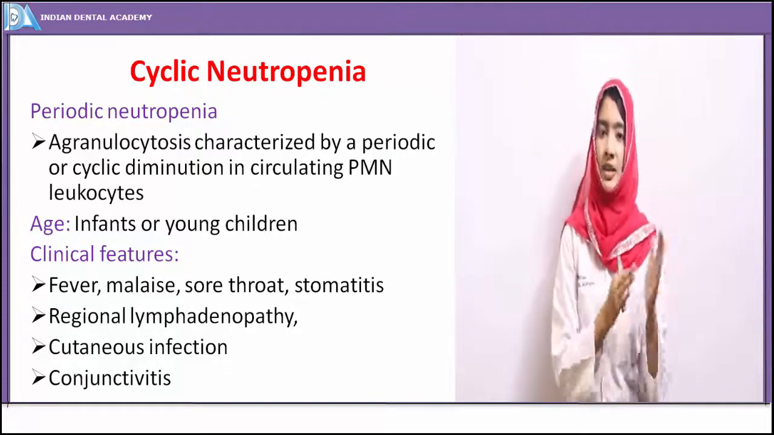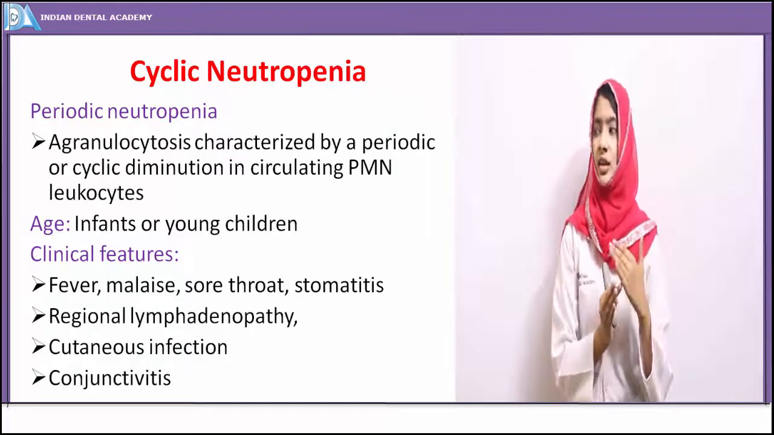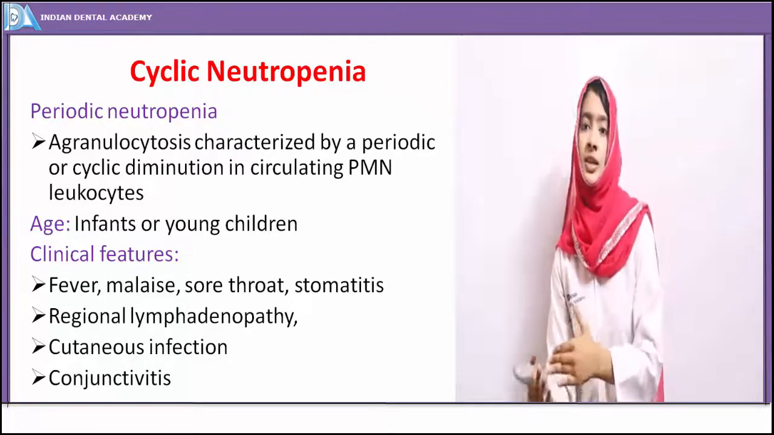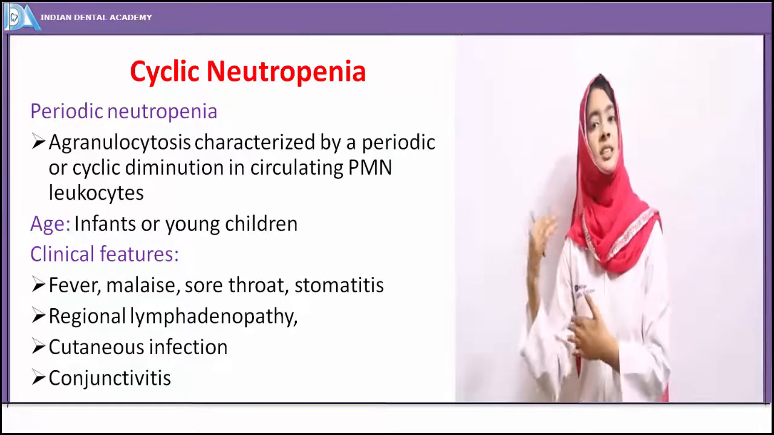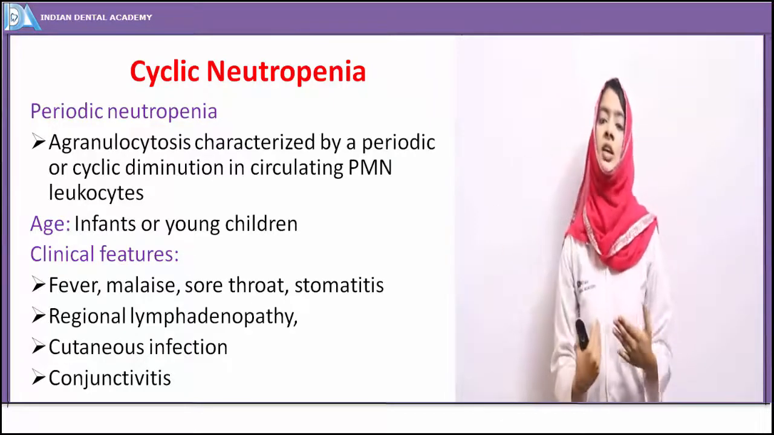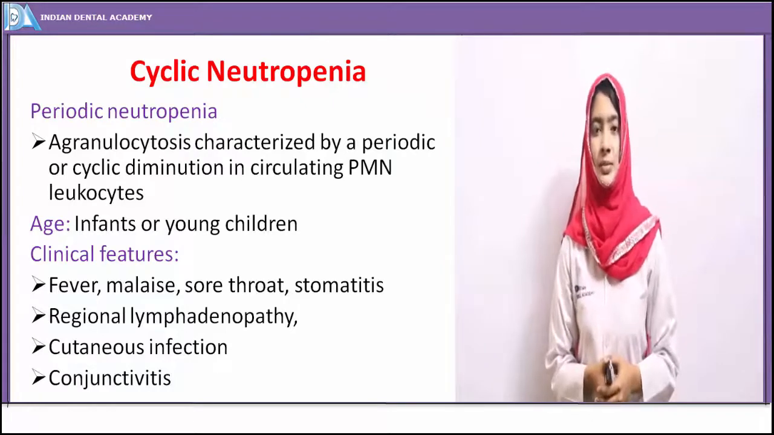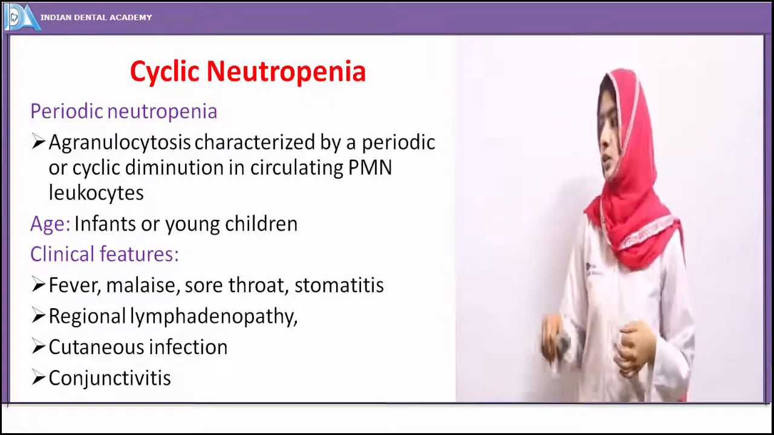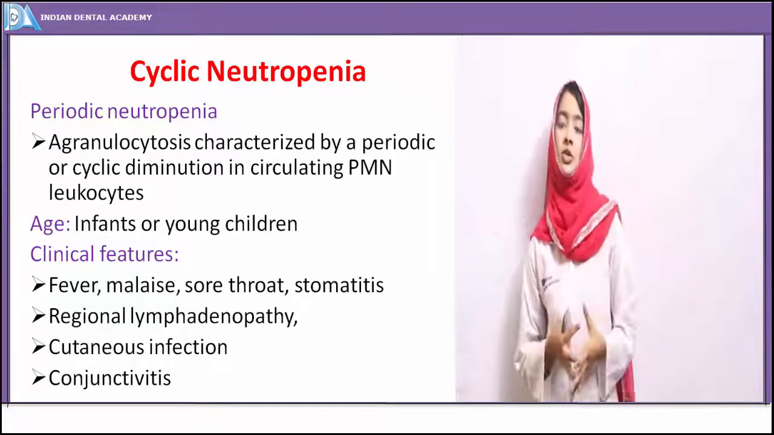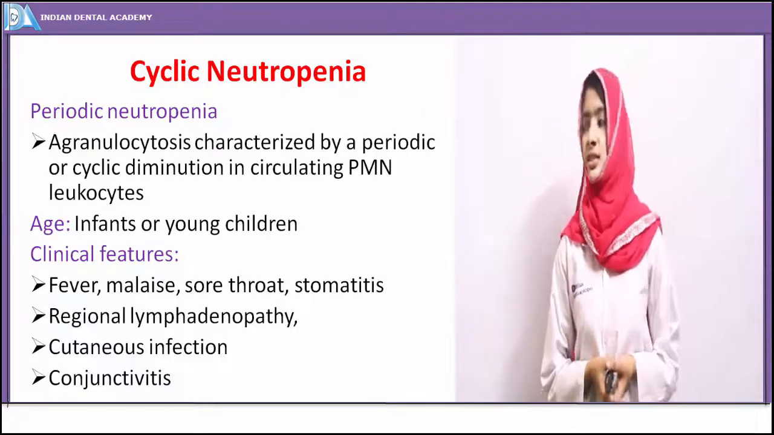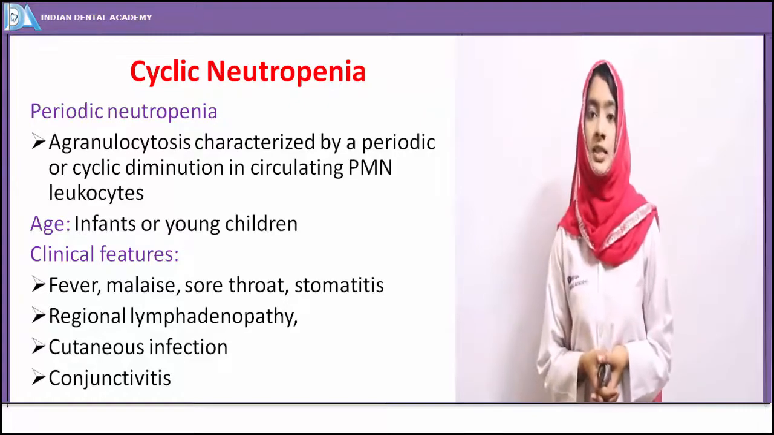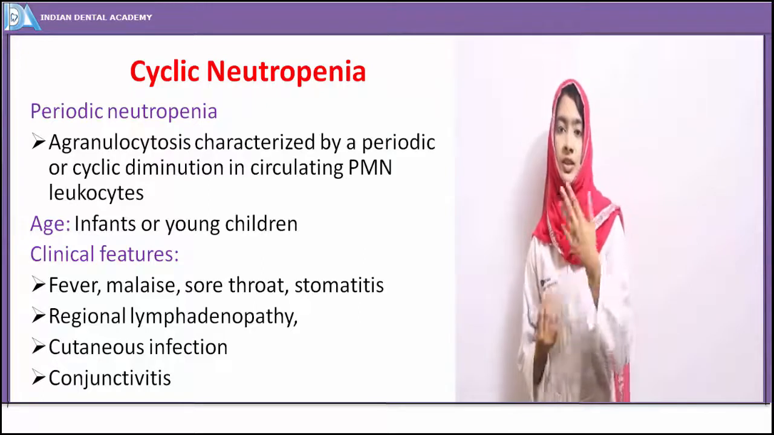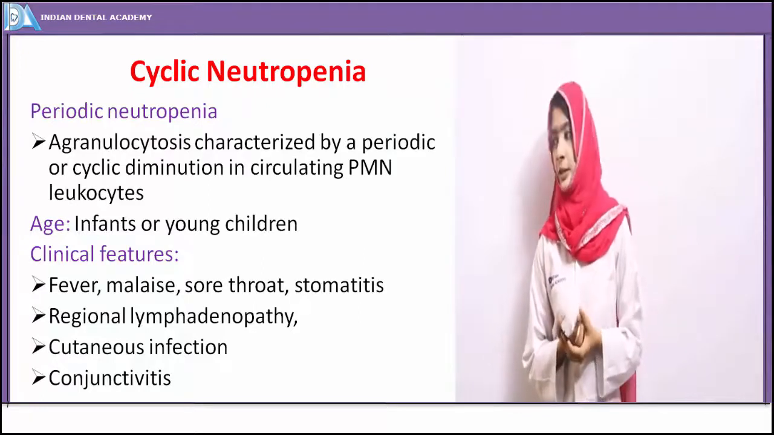At one point of time, clinical manifestations of neutropenia may be present, and the second, third, fourth day, the symptoms will be absent. Again on the seventh day, you get to see the neutropenic symptoms. That's why the name has been given as periodic neutropenia. So it is a periodic or cyclic diminution of polymorphonuclear leukocytes. It is more commonly seen in infants or young children, and males have a predilection for cyclic neutropenia.